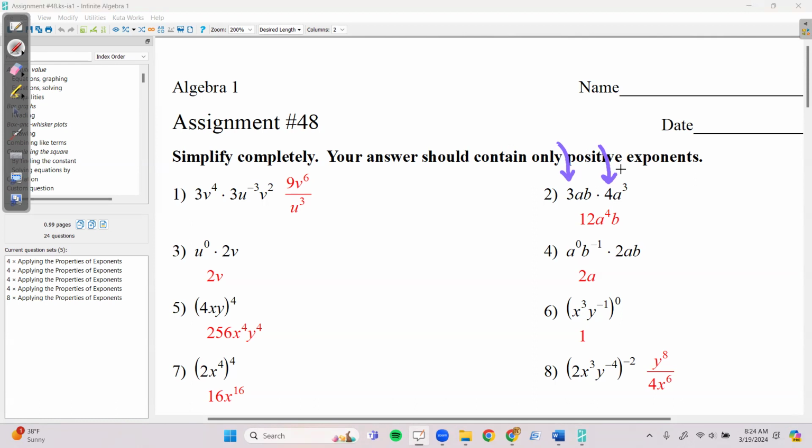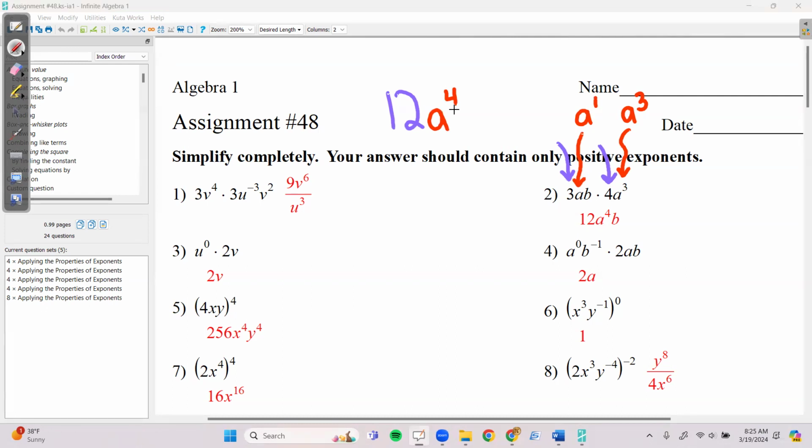Okay, so I have 12. And then what I would do is go through and alphabetically attack the variables. The next variable I see in the alphabet is A. The first A is right there, and that's A to the power of 1. And the second A is right there, and that's A to the power of 3. When you put those together, you have to add the exponents, and 1 plus 3 is 4. So that's where we get our A to the fourth.